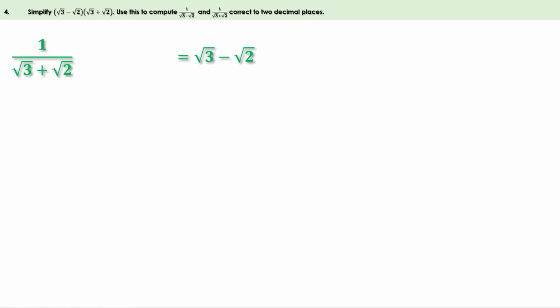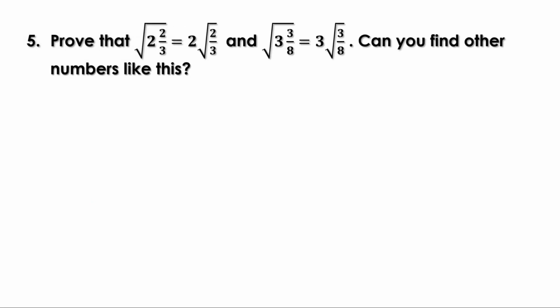Now let us give the approximate values of √3 and √2. This is approximately equal to 1.73 − 1.41. Subtracting, we get 0.32. That is the approximate value of 1/(√3 + √2): 0.32. Next problem.